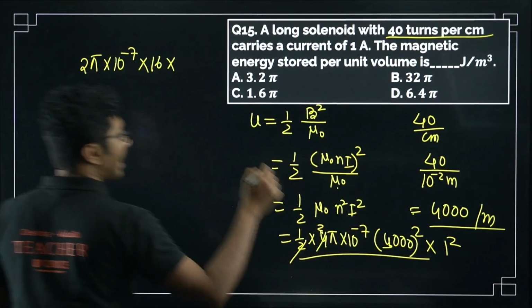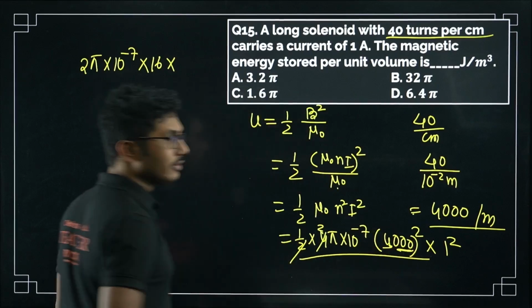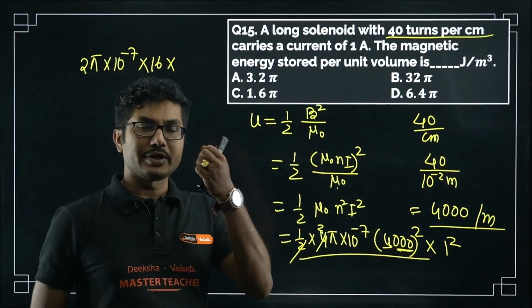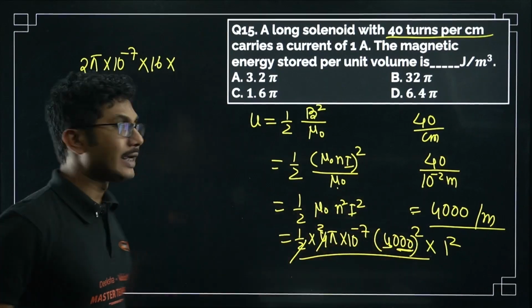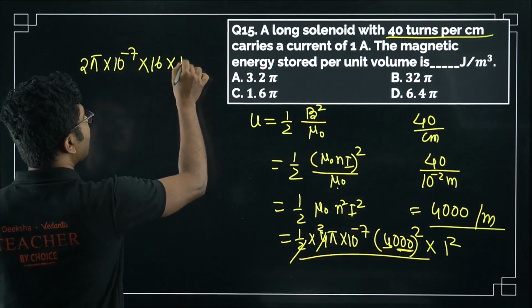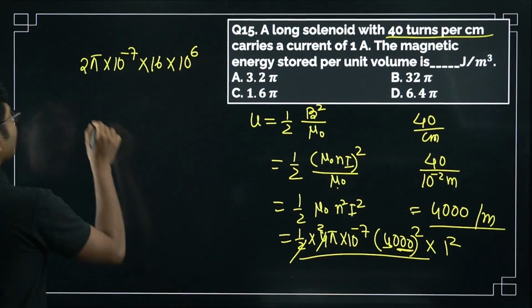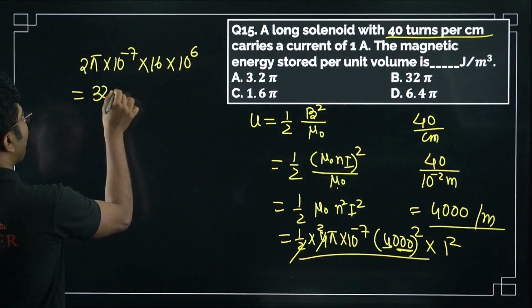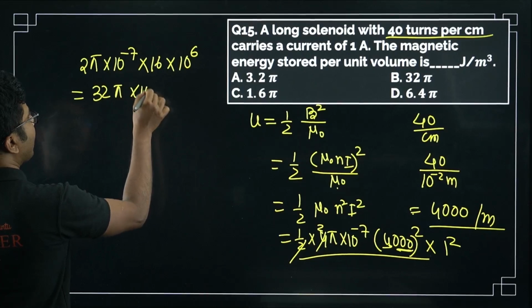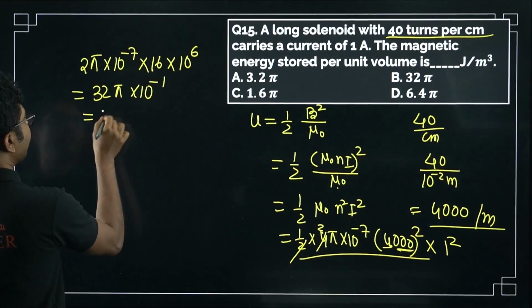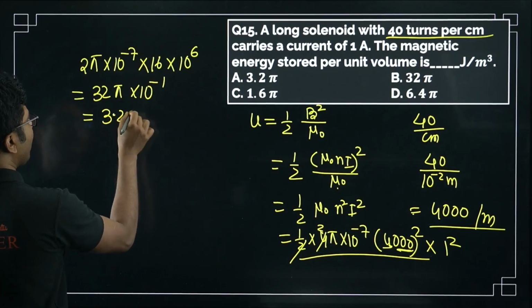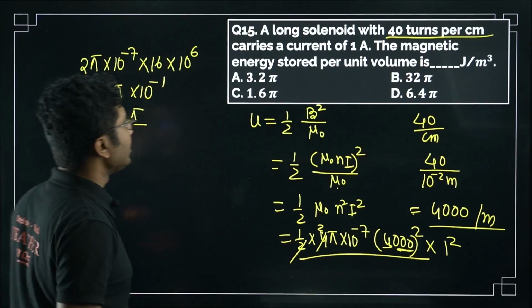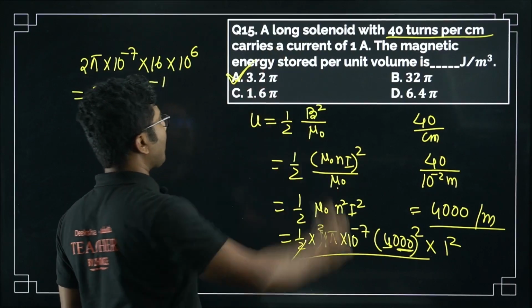And here we have 10 to the 3 zeros. 3 zeros means 10 to the power of 3, and then we have whole square of that, so it will be 10 to the power of 3 whole square. It will be 10 to the power of 6. Okay, so it will be 32 pi into 10 to the power of minus 1. So it will be 3.2 pi. Okay, so 3.2 pi is the answer.